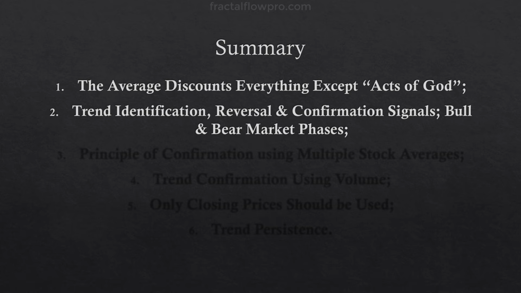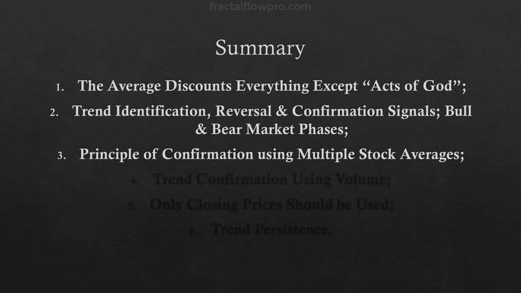A bullish reversal signal happens when the market is going down and price breaks the last swing high. A bearish reversal signal happens when the market is going up and price breaks the last swing low. Both of these signals are only confirmed when prices reverse 20% from their extremes in absolute terms. The third principle states that for a trend to exist, at least 2 of the 3 Dow Jones averages must be going in the same direction.